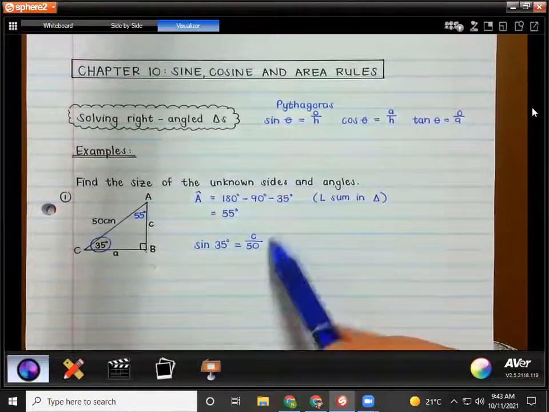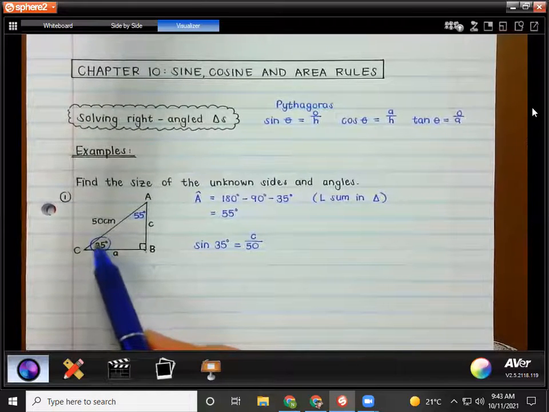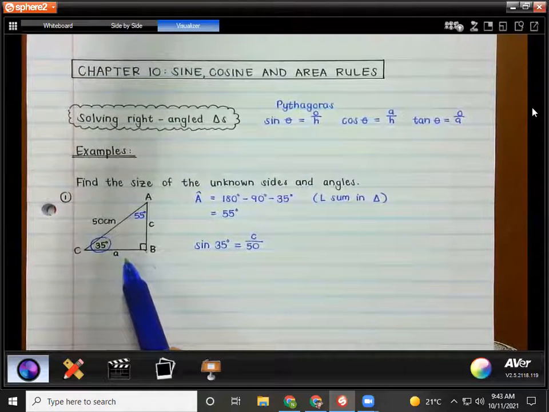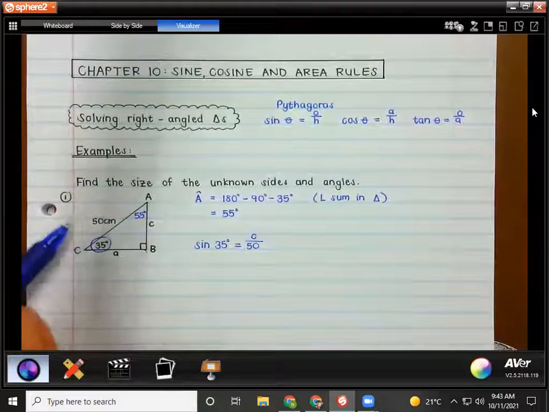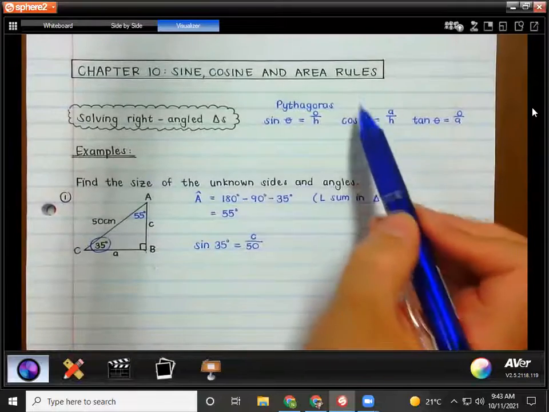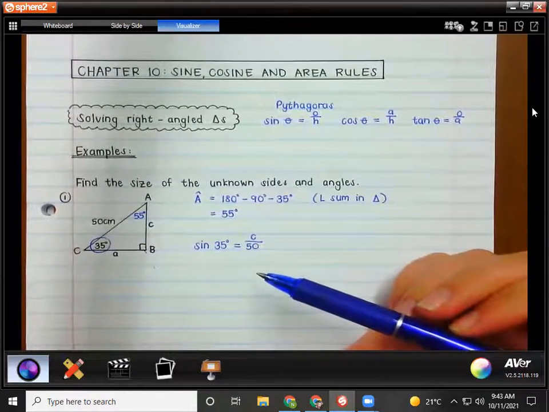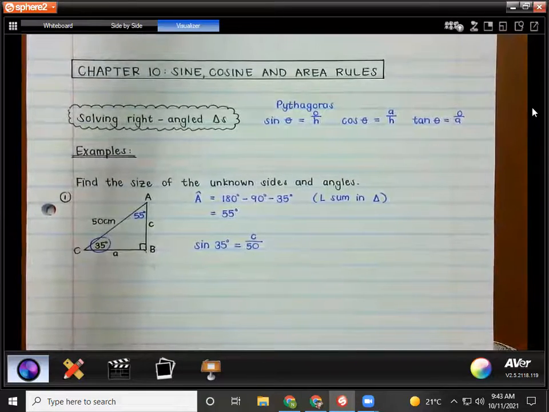Okay. If you wanted to find A first, you could have said that if we have 35, A is the adjacent side. We have the hypotenuse. Which trig ratio works with adjacent and hypotenuse? Cos. So we can use cos to find that one. Okay. So like I said, there are multiple ways in which you could do this.